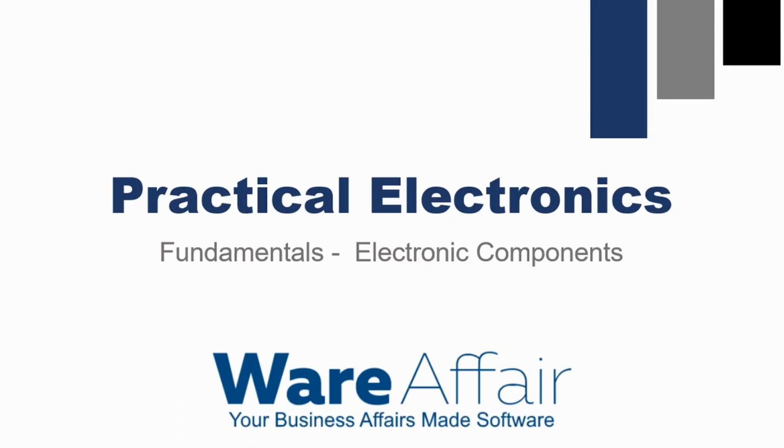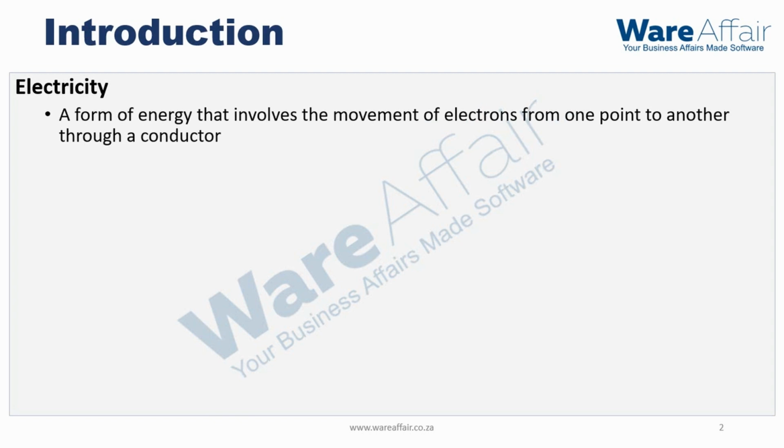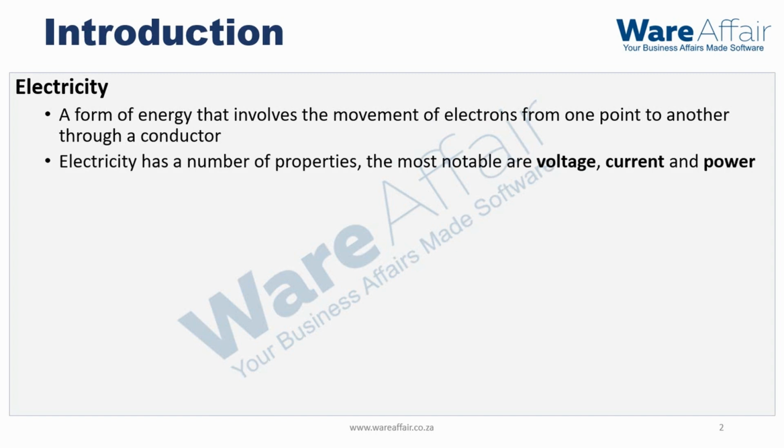In this tutorial we're going to look at the fundamentals of electronics as well as some electronic components. First, let's look at some definitions. Electricity is a form of energy that involves the movement of electrons from one point to another through a conductor. It has a number of properties that we can use for measurement, most notably being voltage, current, and power.